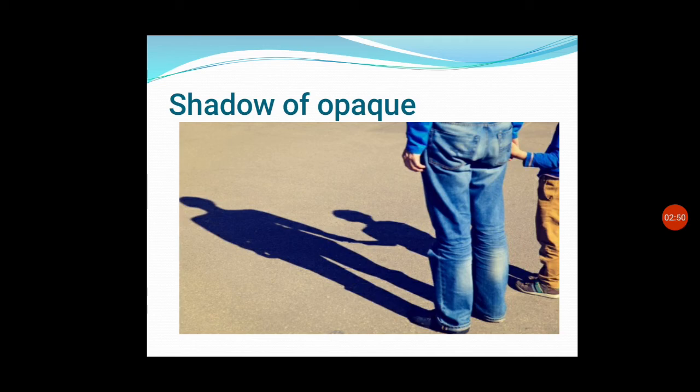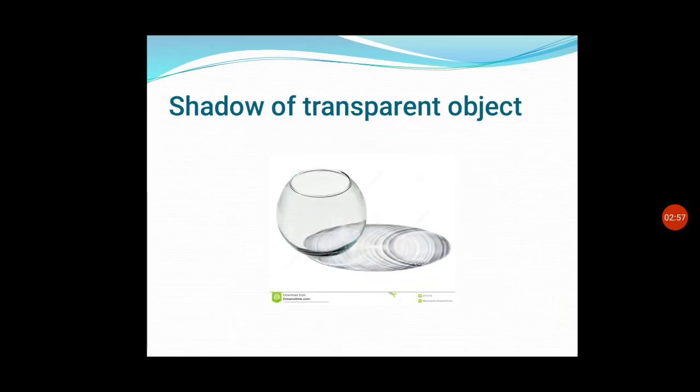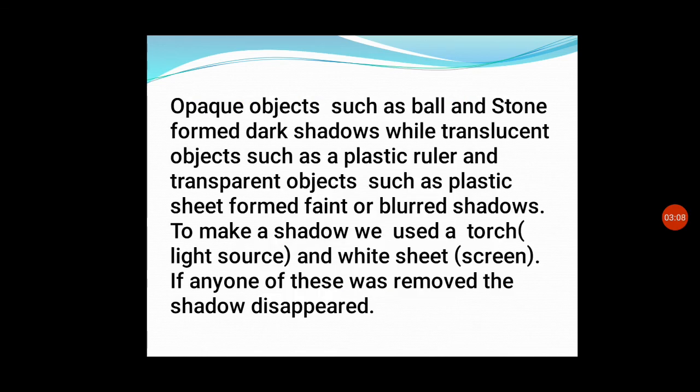Now see, this will be the case in case of opaque objects. The shadow is dark. And this will be the case in the transparent object. You can see the shadow. It is not that much dark. So opaque objects such as ball and stone formed dark shadows, while translucent objects such as a plastic ruler and transparent objects such as plastic sheet formed faint or blurred shadows.